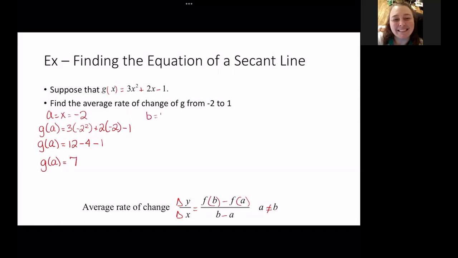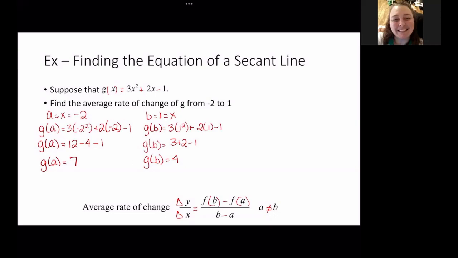My b is going to be equal to x equals 1. My g of b is going to be equal to 3 times 1 squared plus 2 times 1 minus 1. My g of b is going to be 3 plus 2 minus 1. 3 plus 2 is 5, minus 1 is 4.